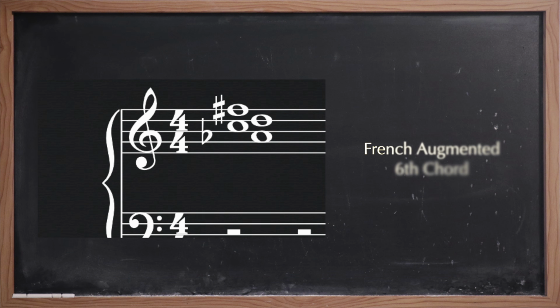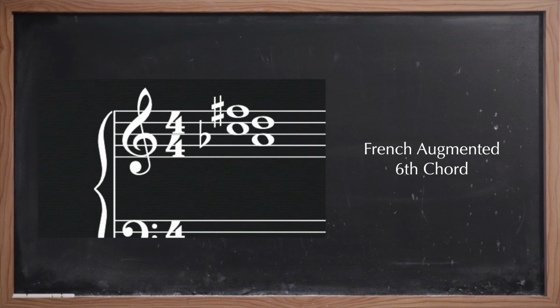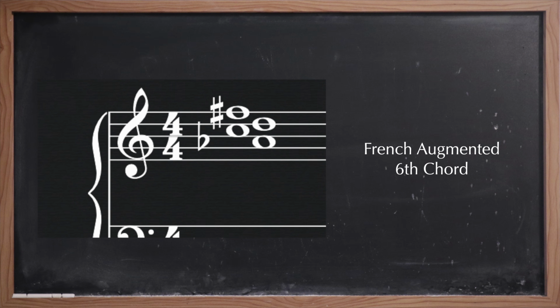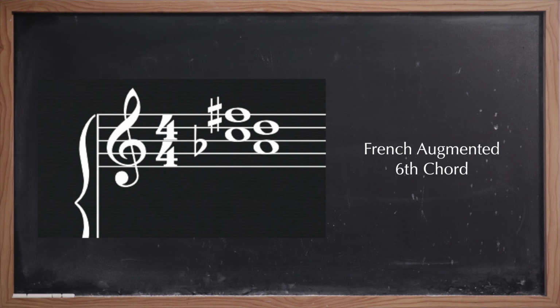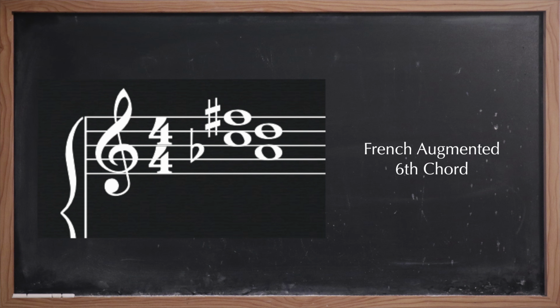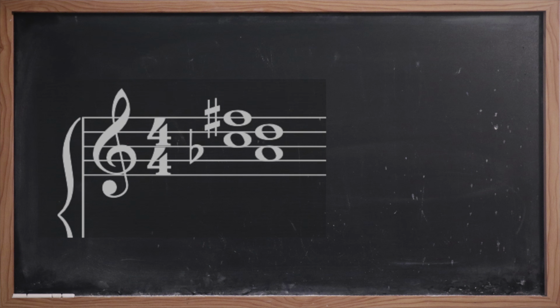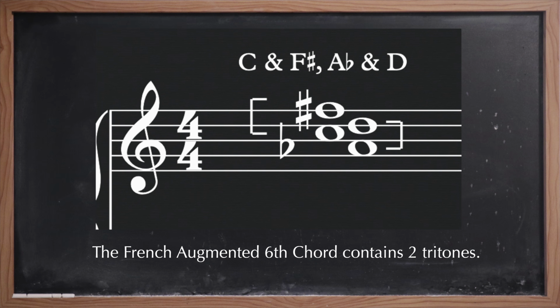There are many other interesting chords that contain tritones. One of the most unusual ones is known as the French augmented sixth chord. I don't have time to get into the detail about that chord for this video, but just look into it and find out about it. But that chord contains two tritones within this one chord.